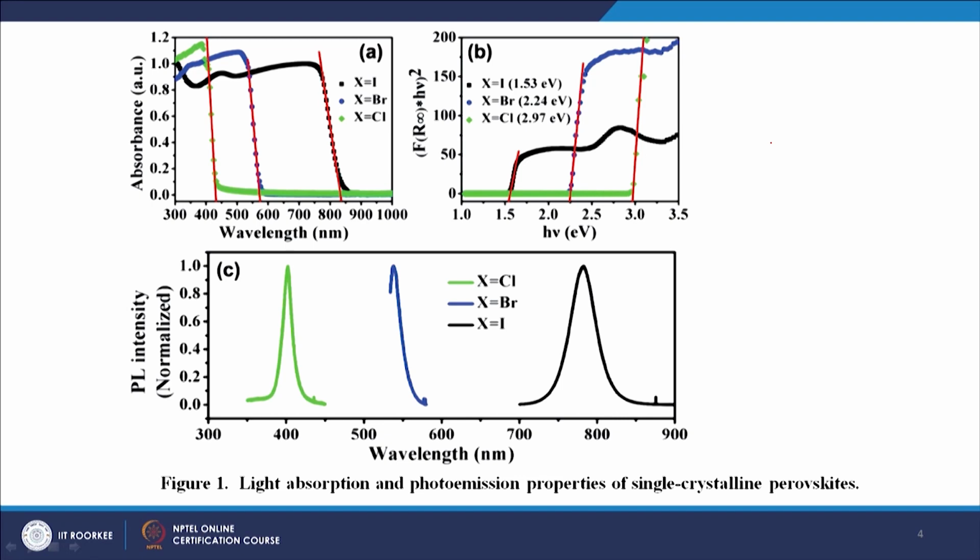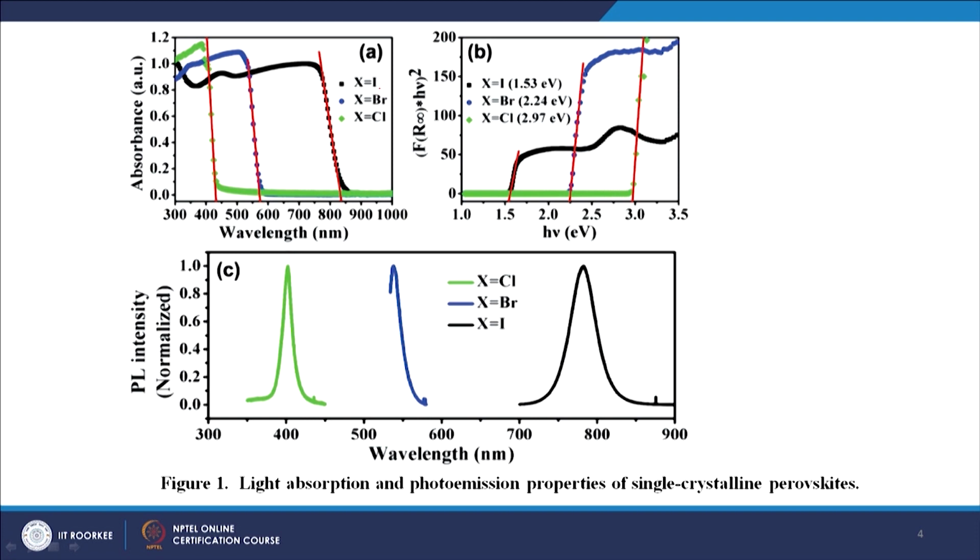Now, if you look at these figures, the absorption versus wavelength, here the X stands for the different halide compositions. The black curve is for the iodine, the blue curve is for the bromine, and the green curve is for the chlorine. Y axis is your absorption in arbitrary units and x axis is the wavelength. And what we have plotted here is a tangent at the place where it is just turning, so as to get the absorption onset.